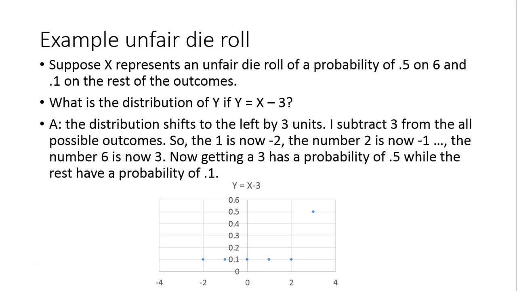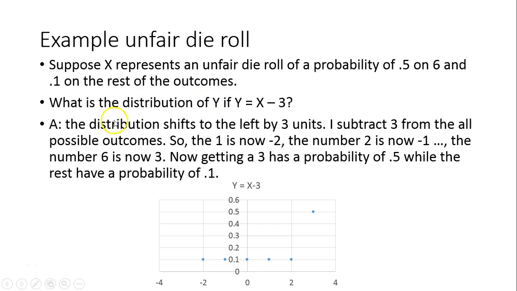The number of the die roll that was 2 before becomes a negative 1, and so forth, and now the 6 becomes a 3. So the whole distribution shifts to the left by 3 units. Now getting a 3 has a probability of 0.5. Remember, the 3 was the 6 before. The transformed 6 has now become the 3, and the rest have a probability of 0.1.